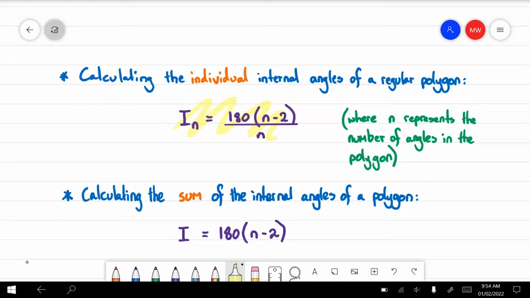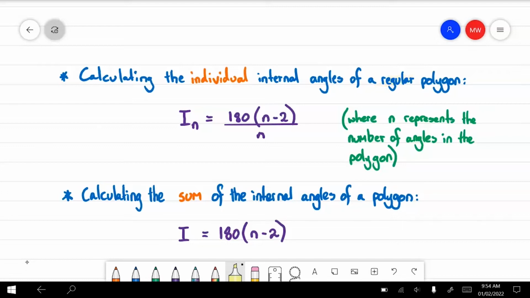You might notice this little section of the formula is different to the one below, because the top section calculates the total sum of all the angles in the polygon, and then by dividing it by the number of angles, you end up with the individual angle. It's important that you only use this formula on regular polygons. It won't work on irregular polygons.